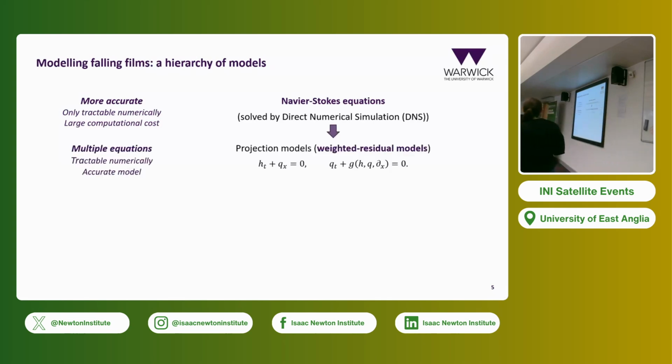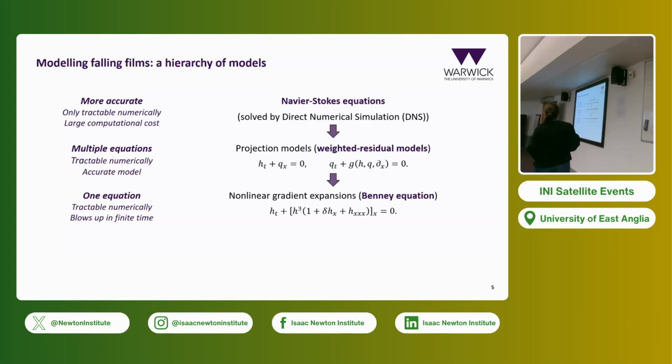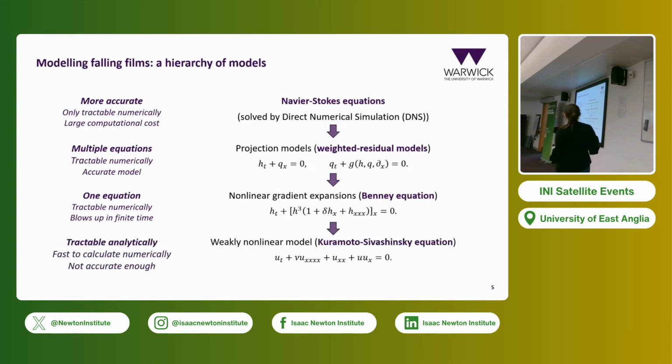And so what we do is we consider two types of long wave models. One of them is the weighted residuals model, which gives you a PDE for the height and the flux. I'll tell you what these PDEs are in a moment. These PDEs are tractable numerically, and they're quite accurate representations of the true solution of the problem. Or you can do asymptotic expansions and get a Benny-like equation, which we have seen examples of earlier as well. You can go one step further and do weakly nonlinear analysis. If you have a very small perturbation from a flat film, you have the Kuramoto-Sivashinsky equation, which I'll tell you a bit more about in a second.